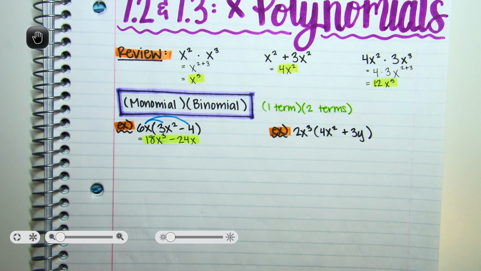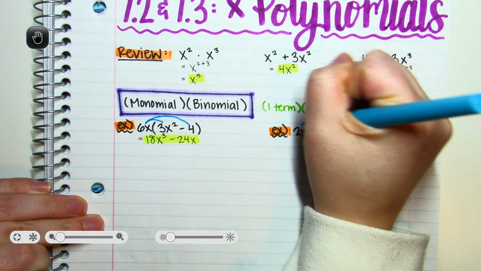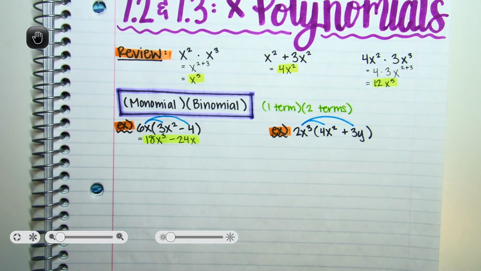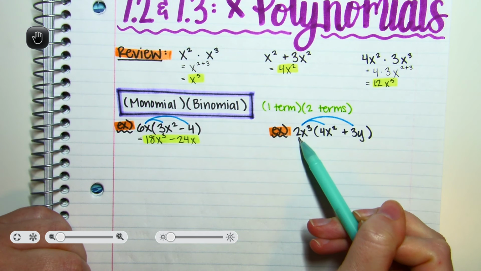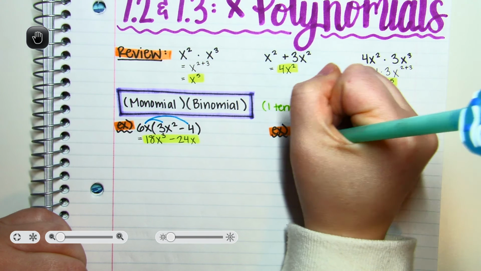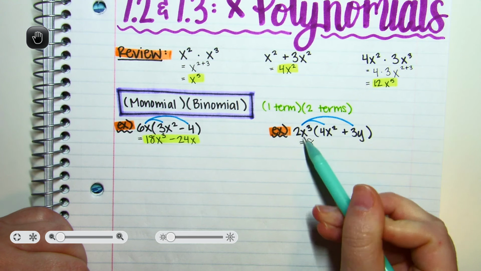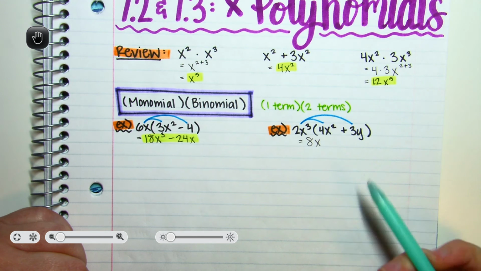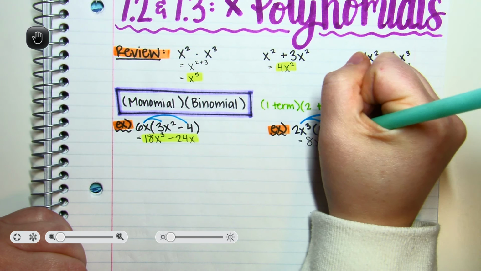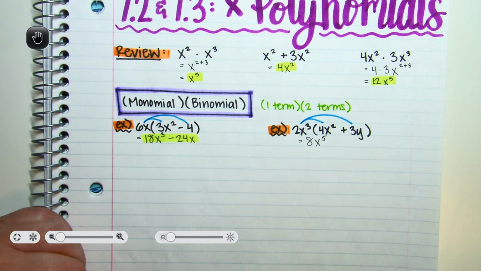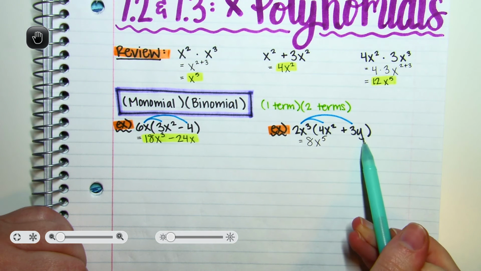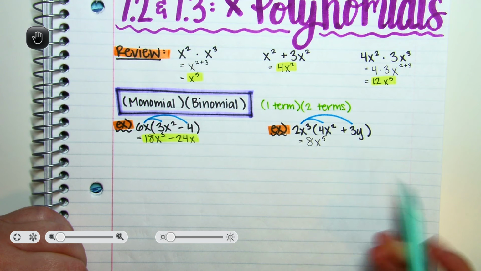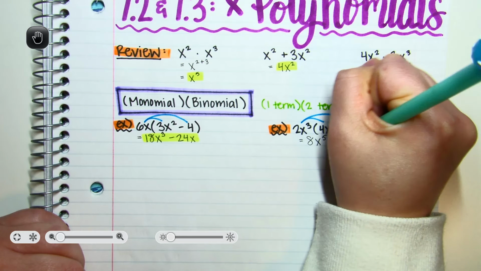Next one we're going to look at, now we have some more variables involved with this. So again, I'm going to distribute the 2x cubed to both terms inside the parentheses. Multiply my coefficient. So 2 times 4 is 8. And then x cubed times x squared. I have x, and I'm going to add my exponents. So 3 plus 2 is 5. And then 2x cubed times 3y. I multiply the coefficients. So 2 times 3 is positive 6.